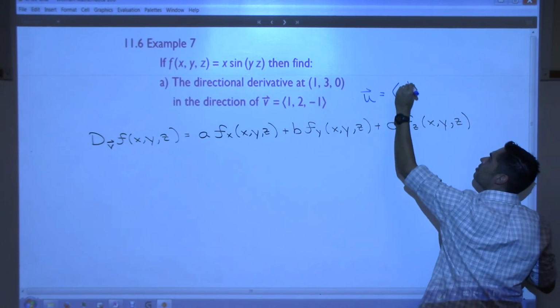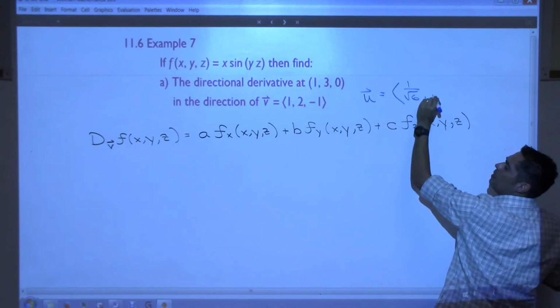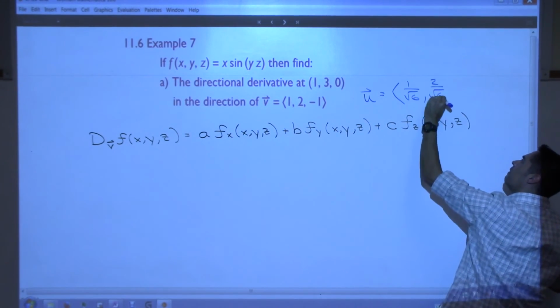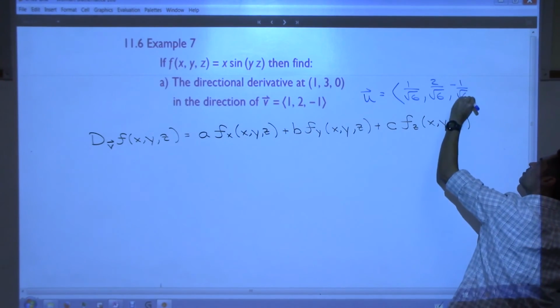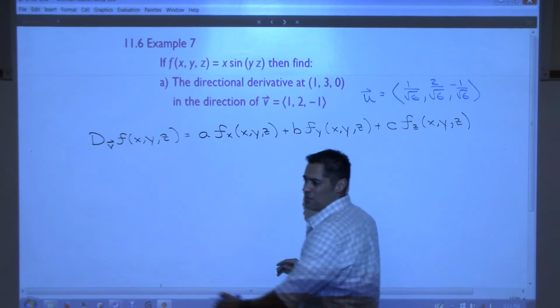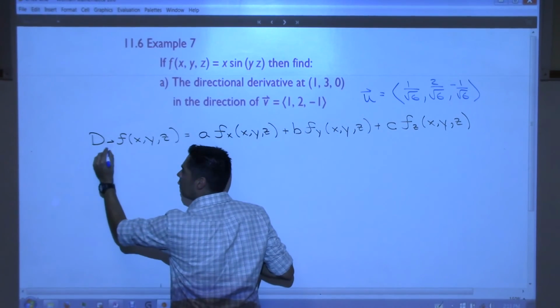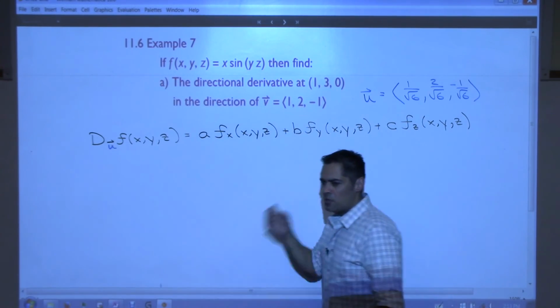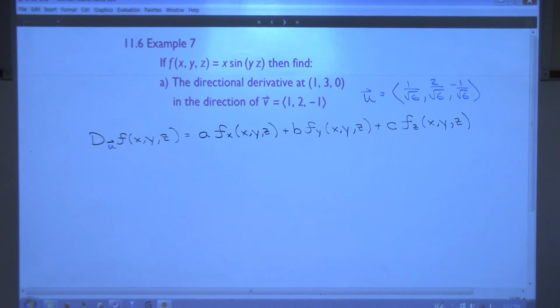I'll just scale this: 1 over root 6, 2 over root 6, negative 1 over root 6. Now that's a unit vector that points in the same direction as v. So I should come over here and not call this v anymore. I should call this u. I was doing that intentionally. I wanted you to accidentally stumble into that, to remind you, you must make it a unit vector.